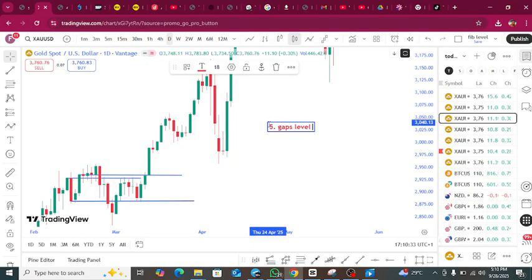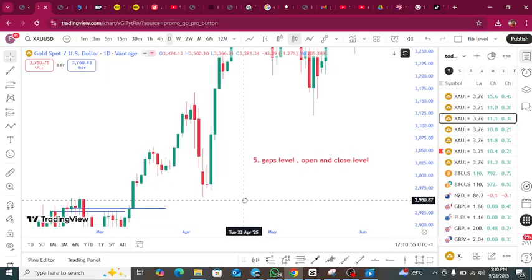It's called the gaps level, or you will hear people say something like open and close level. Now, what are gaps level or open and close level?